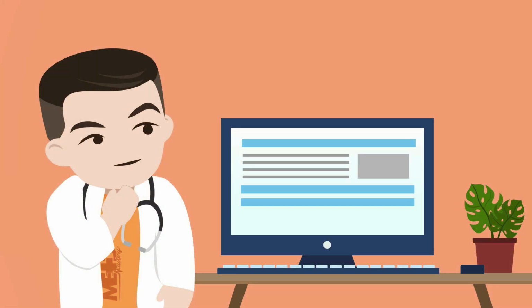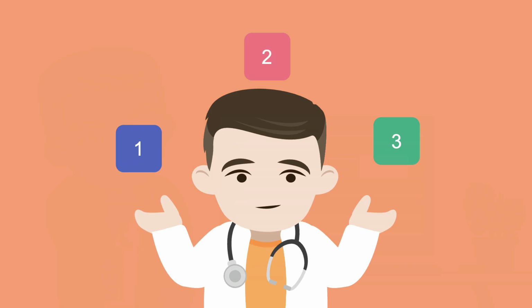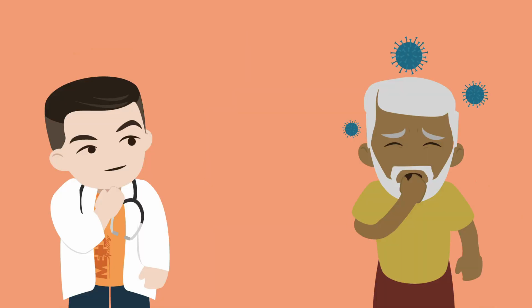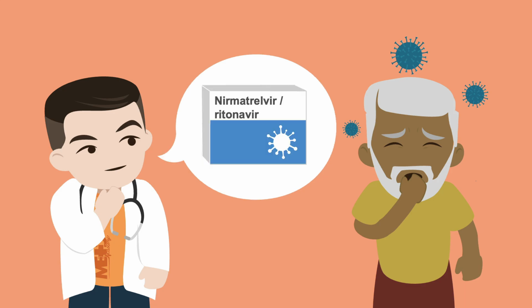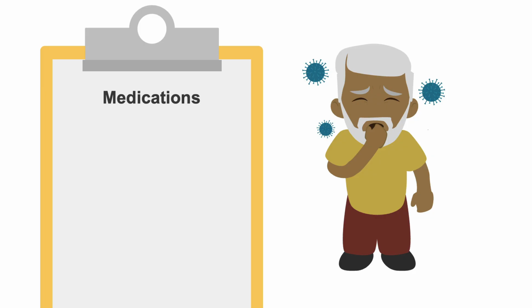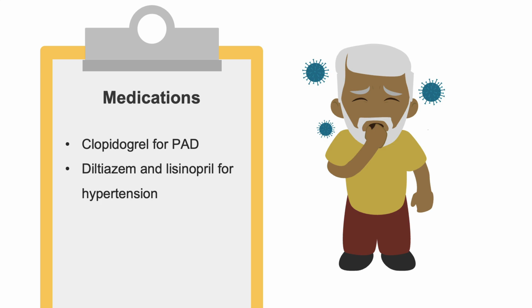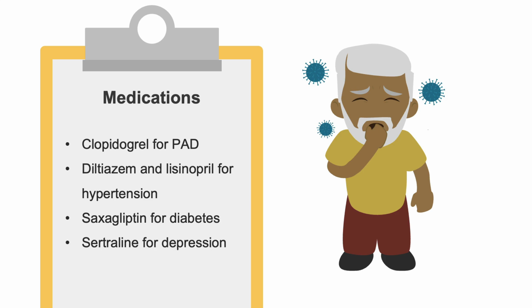Now that you know the quick reference tools and 3 basic categories of interactions, let's work through a case. This 65-year-old male has had symptomatic COVID for 3 days, and you'd like to prescribe him nirmatrelvir/ritonavir. His current medications include clopidogrel for peripheral arterial disease, or PAD, diltiazem and lisinopril for hypertension, saxagliptin for his diabetes, sertraline for depression, and zolpidem as needed for insomnia.